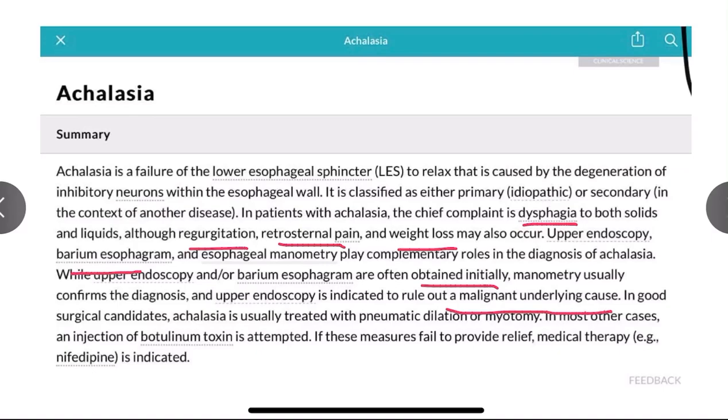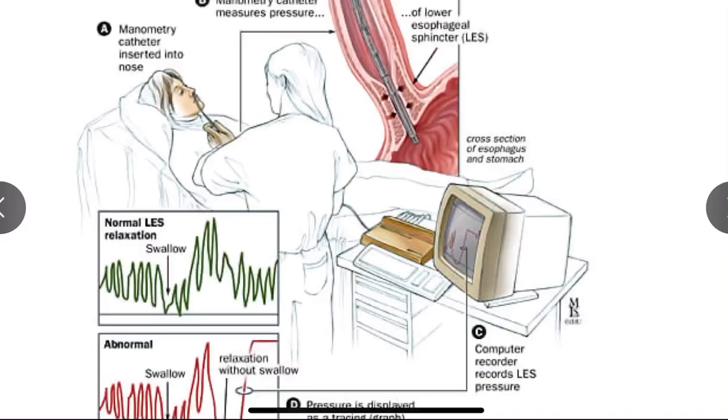All right, now let's go to the manometry. This is the esophageal manometry you actually do. So you lubricate a catheter first, then you pass the catheter through the nasal cavity, and you look for the lower esophageal sphincter pressure.